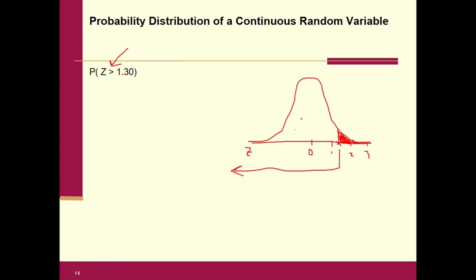0.9032 is this area right here. So from 1.30 all the way to negative infinity, less than. That's that area. Is that our answer? No. What's our answer? It's 1 minus this.